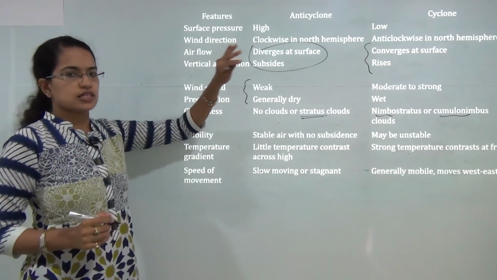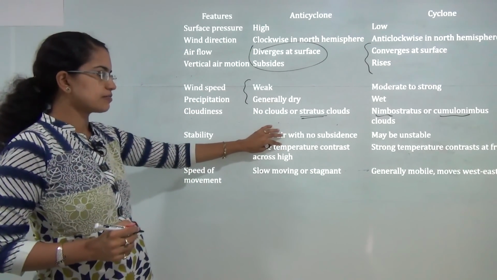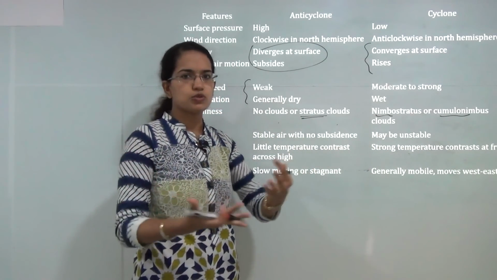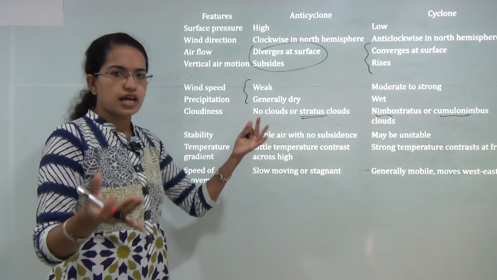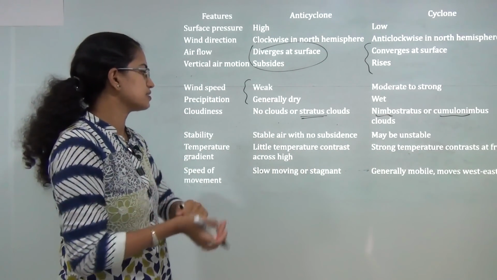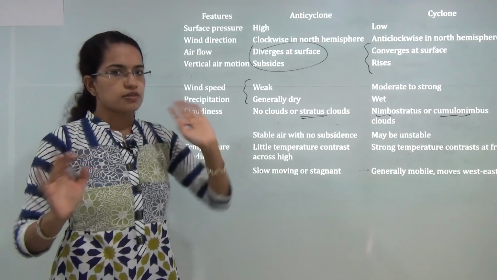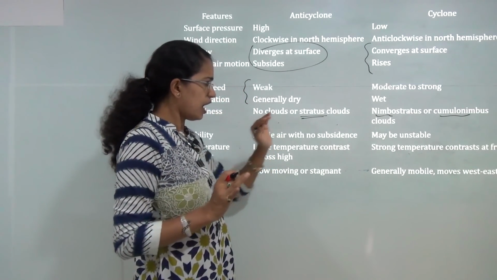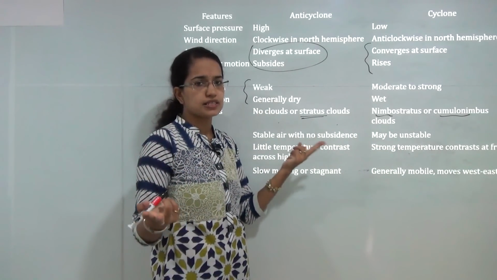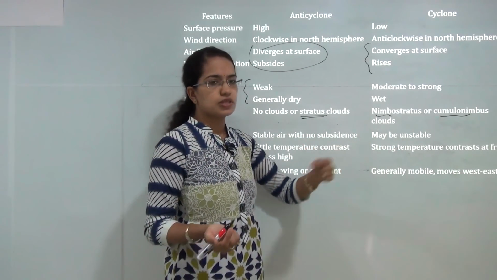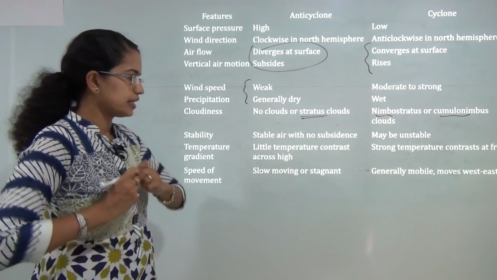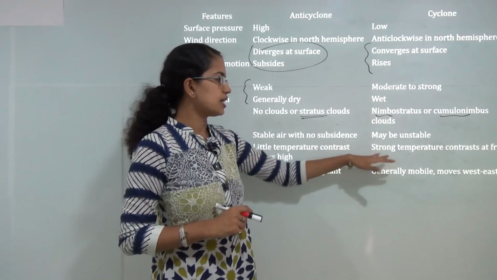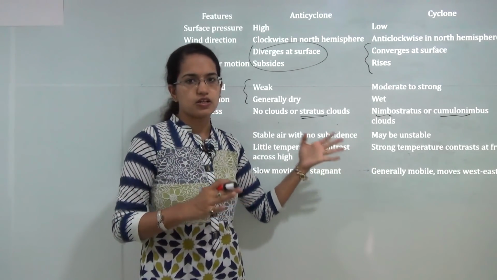Usually anticyclonic condition is seen with a stable atmosphere. However, cyclonic conditions have unstable atmosphere with huge gusts of wind and large scale destruction in extreme cases. The temperature contrast is not very high for anticyclonic conditions. However, there is strong temperature contrast that could lead to cyclonic conditions, as we have already discussed in the class on cyclones. So these are the basic differences between anticyclones and cyclones.